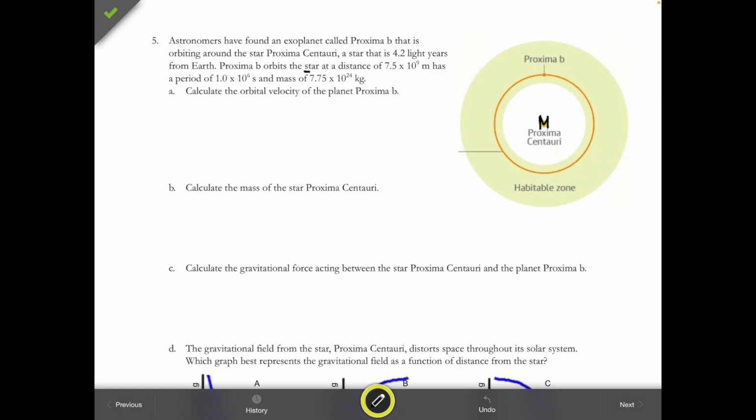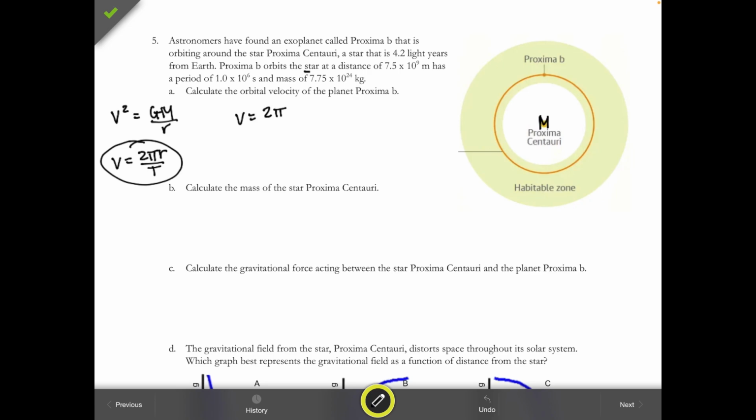For 5a, it asks for orbital velocity, and I bet you are really tempted to do this because we just solved this on the back page. But remember, any equation with v, if you have the correct variables, could be used. So I'm actually going to solve this one. I know the radius and time.